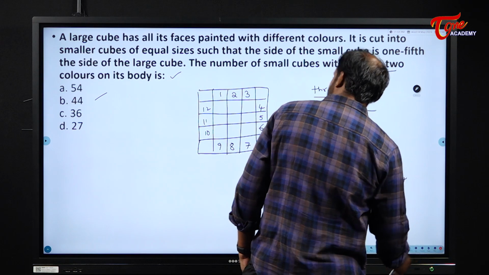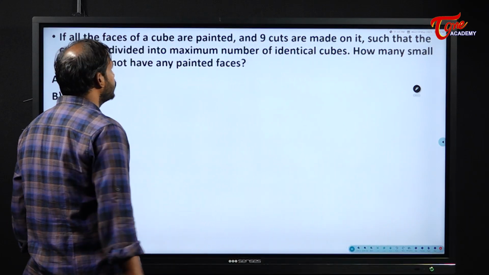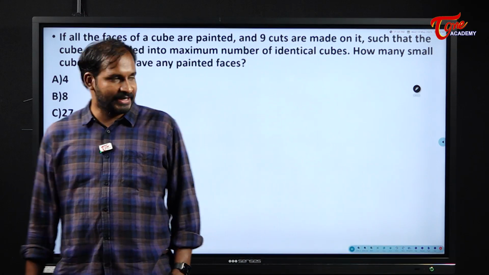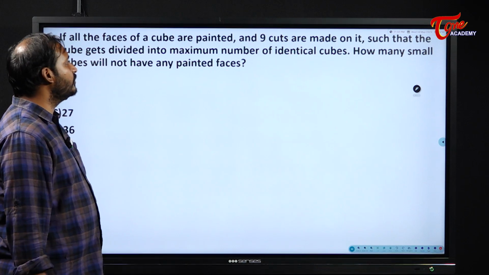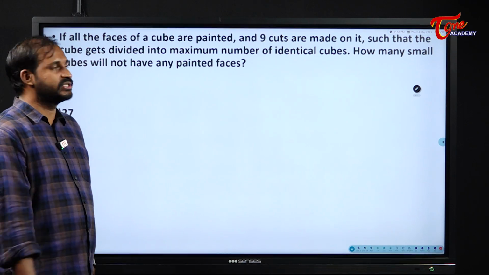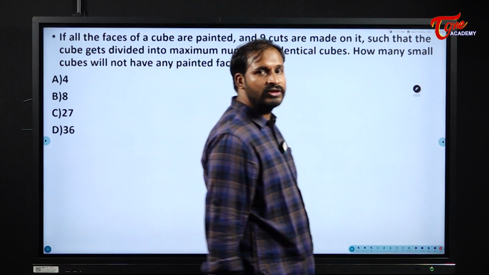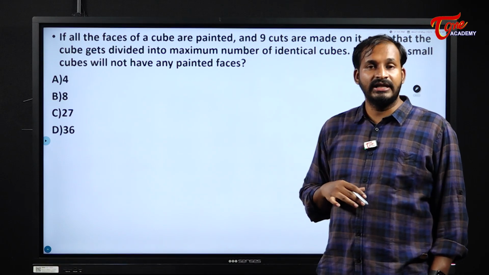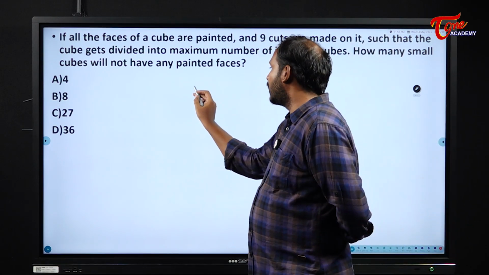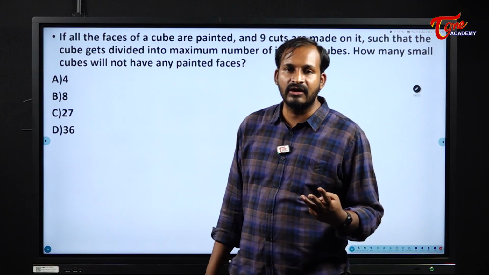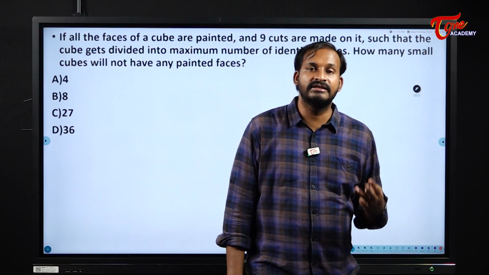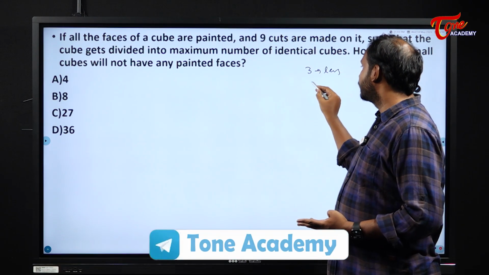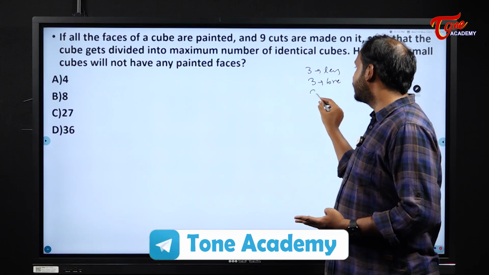Okay, next one. If all the faces of the cube are painted and 9 cuts are made on it, see here students, 9 cuts are made on it such that the cube gets divided into maximum number of identical cubes. Now see here students, they didn't mention how the cuts are made, but it was made such that 9 cuts are made to get the maximum number of identical cubes. So tell me how I should make? 3 cuts along its length, 3 along its breadth and 3 along its height.